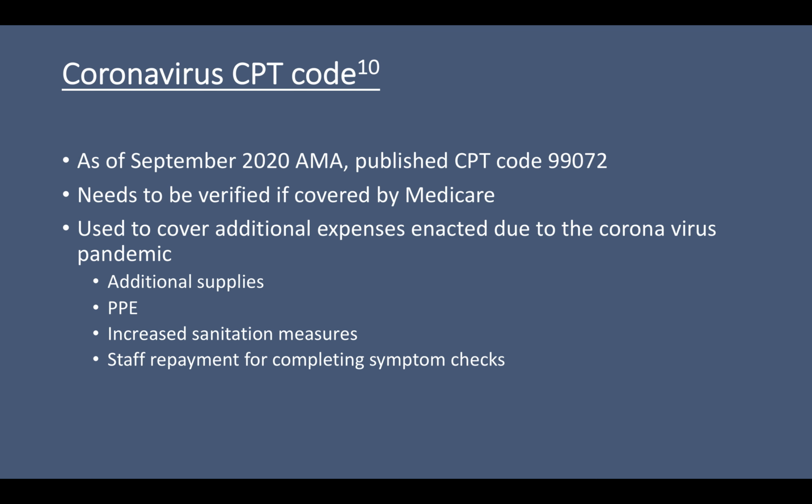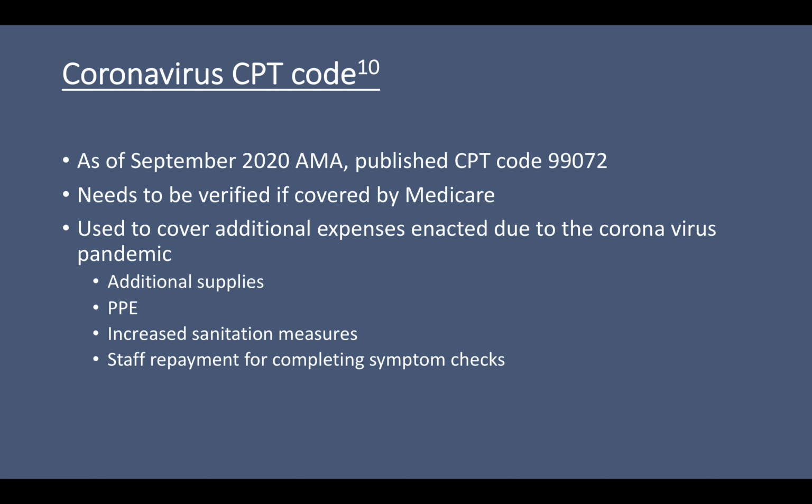So then the last piece of evidence that I looked into was a CPT code created because of the coronavirus pandemic. So in 2020, AMA produced a new CPT code, 99072. It is unclear if this is yet covered by Medicare, but a lot of the larger private insurances cover it. This is a CPT code which is applied to recover some of the costs from the coronavirus pandemic.